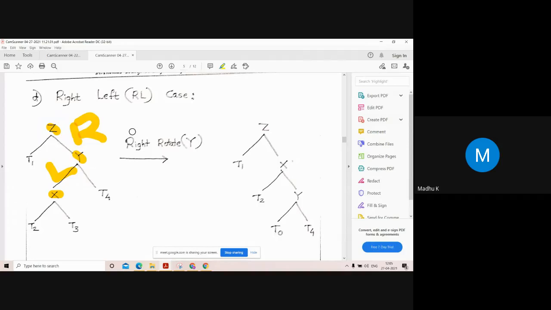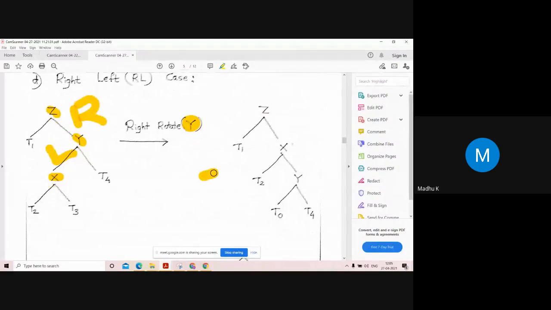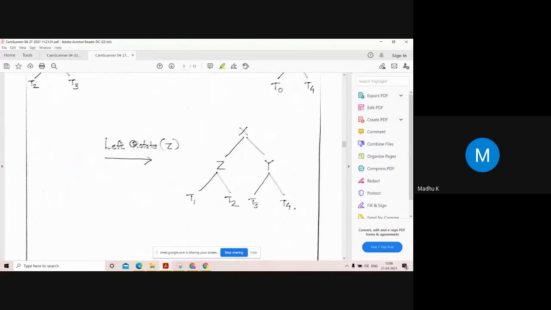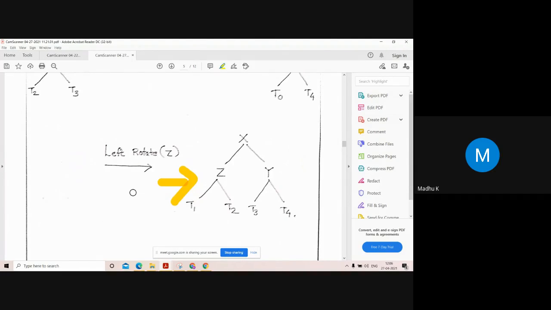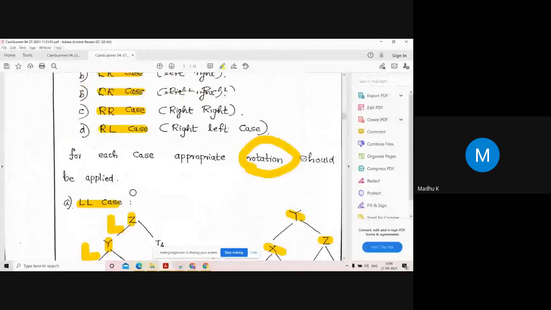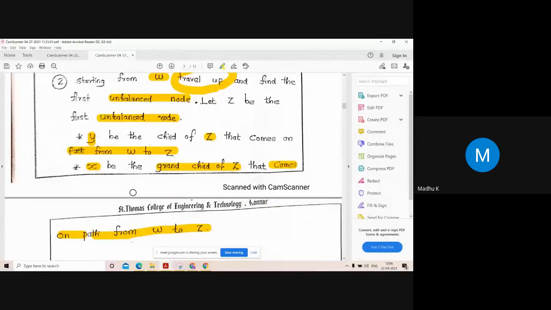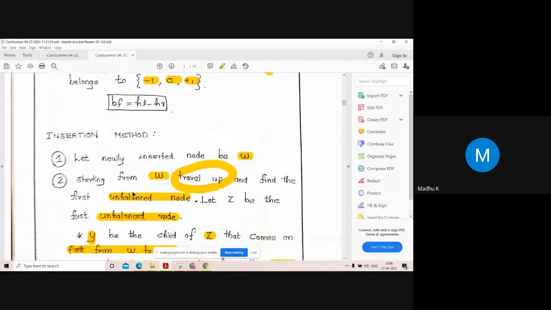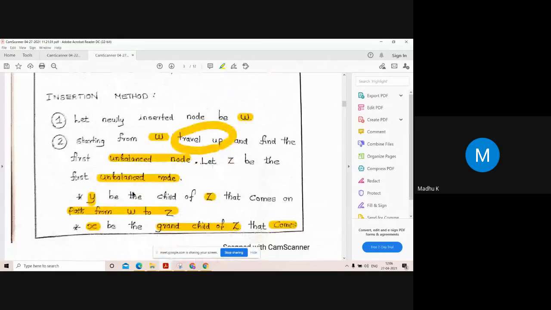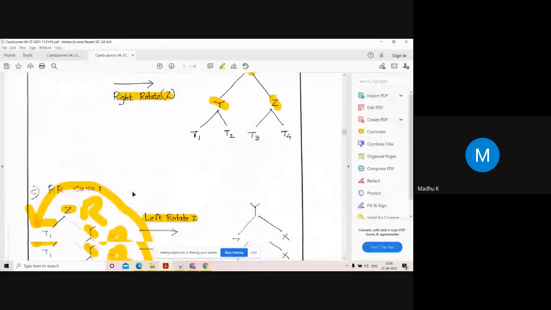If it is an RL imbalance, first we want to right rotate about Y. Okay, then we will get a tree like this. Then we want to perform left rotate Z. Then we will get a tree like this. So this is the basic method of insertion into an AVL tree. So next we can discuss some examples.